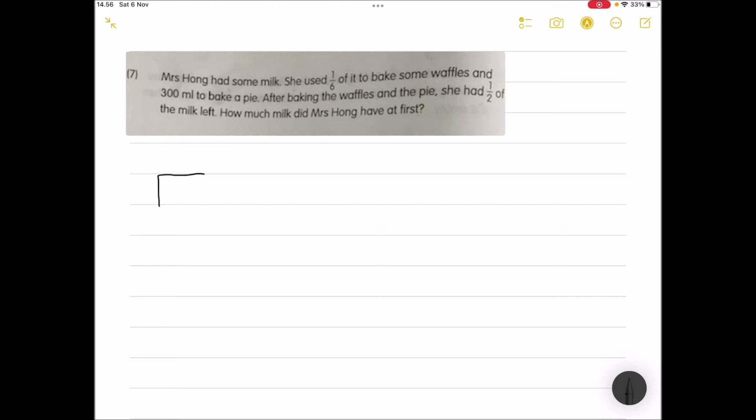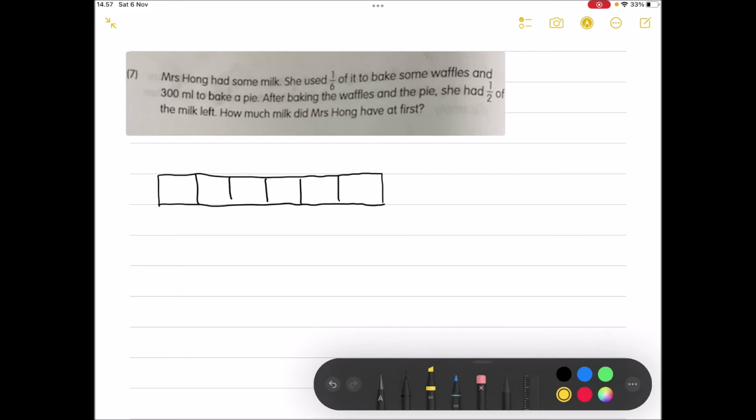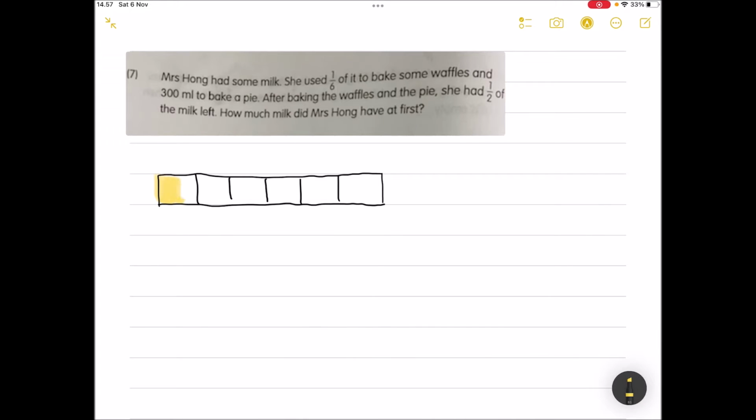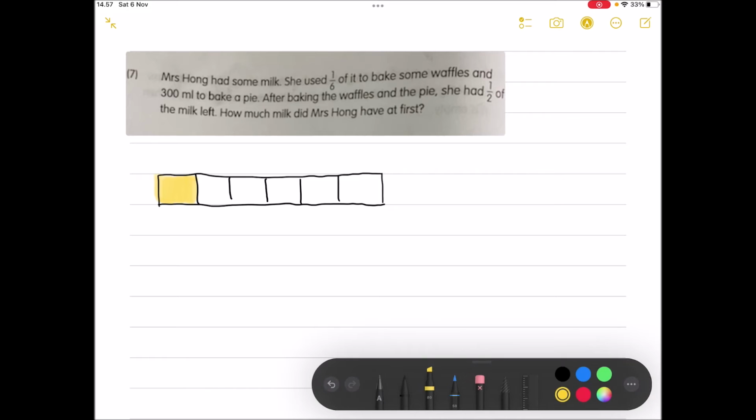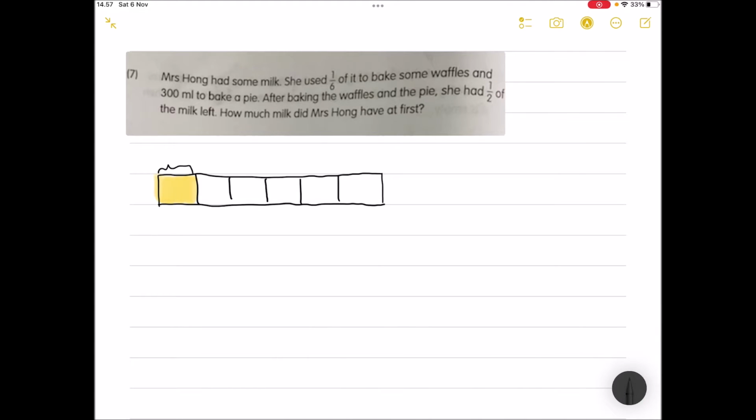So when we are dealing with this kind of situation, we have to remember that we shouldn't assume anything first. I'll go one by one, step by step. So Mrs. Hong had some milk. This is the milk. Okay, I draw it. She used a sixth of it to bake some waffles. So I'll draw yellow for that. So this is for waffle, okay?